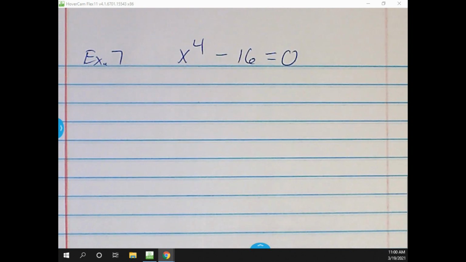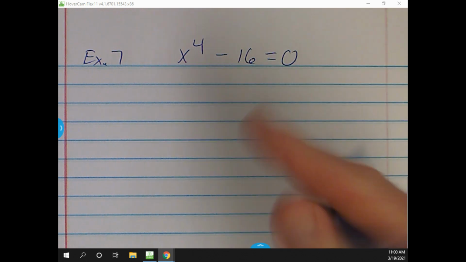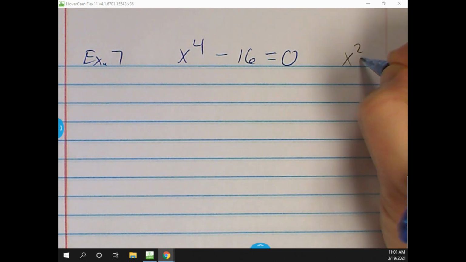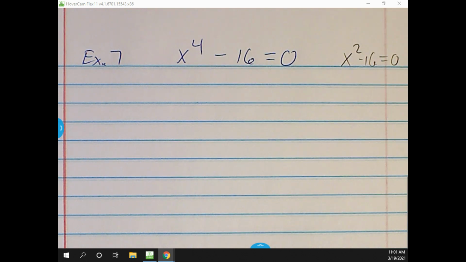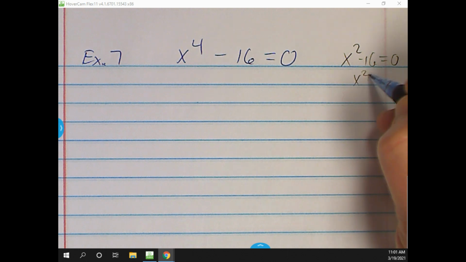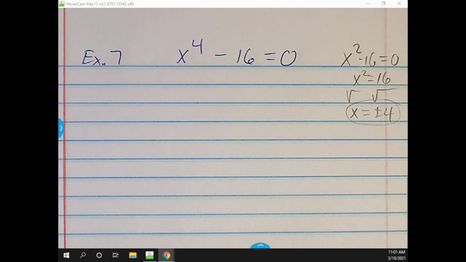All right, so one that's a little bit different. x to the fourth minus 16 equals 0. That one's really close to what we had back behind it here. If this was x squared minus 16 equals 0, that one would be okay, right? We would just move the 16 over, square root both sides, and we'd get x equals plus or minus 4, and we'd be done. The only difference on this one is it's x to the fourth, and people go, all right, what do we do if it's x to the fourth?